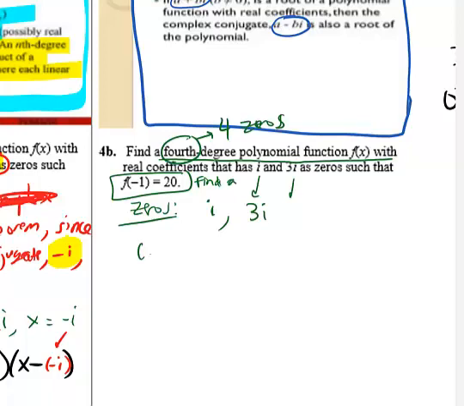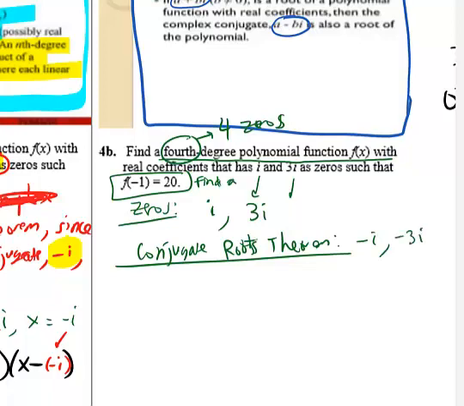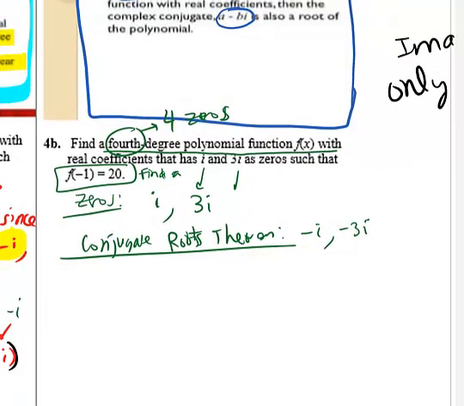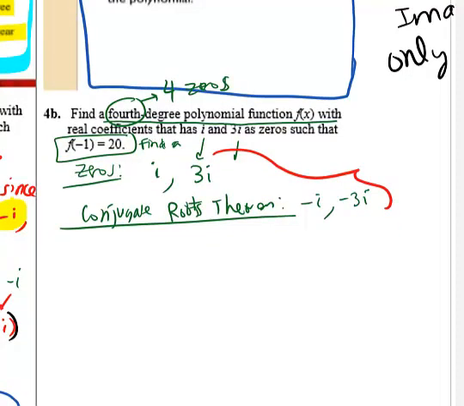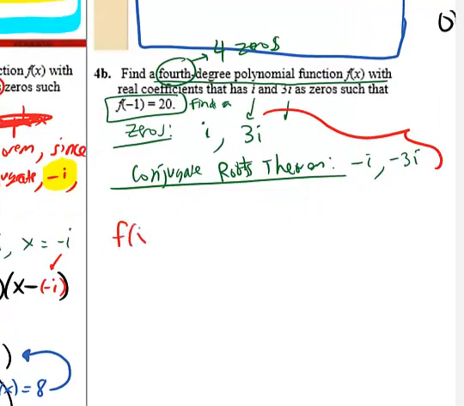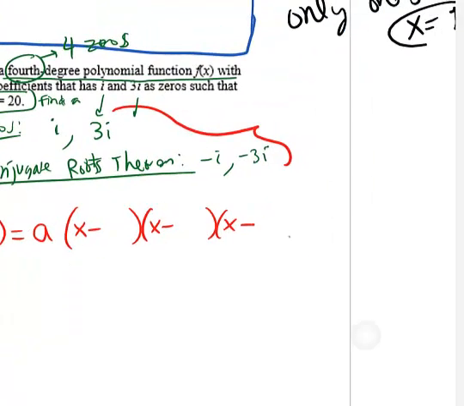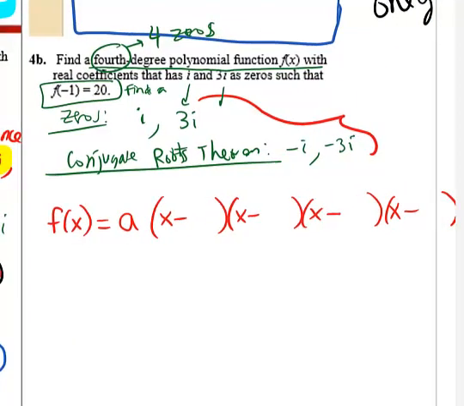But according to the complex conjugate roots theorem, if i is a root, then negative i should also be a root. If 3i is a root, then negative 3i should be a root. So we really have 4 zeros here. They gave us i and 3i, but as a freebie we got negative i and negative 3i according to the complex conjugate roots theorem. So the function they're talking about should be a, some kind of coefficient, times x minus the first root, x minus the second root, x minus the third root, and x minus the 4th and final root. And like I said, I know there are 4 roots because it's a 4th degree.